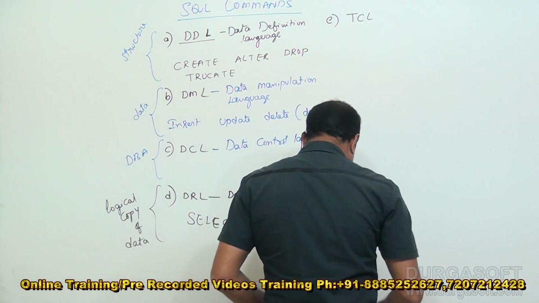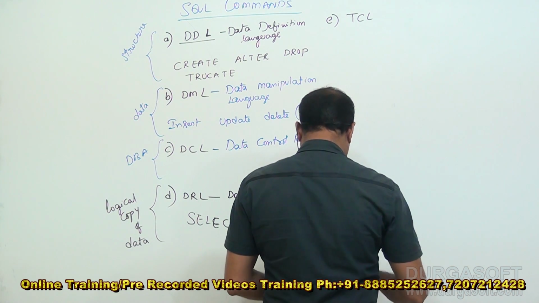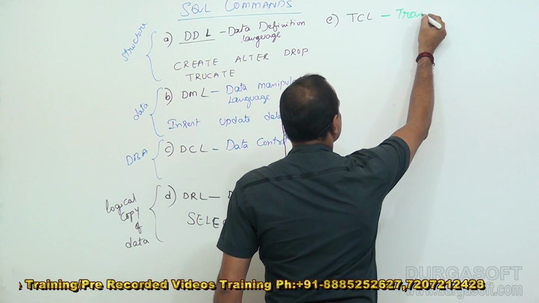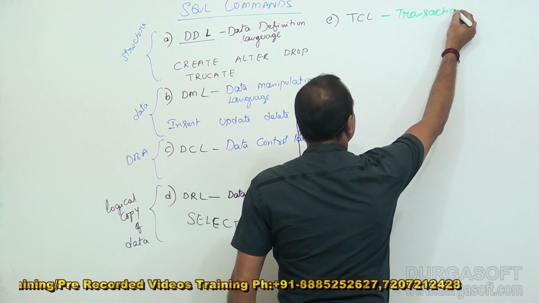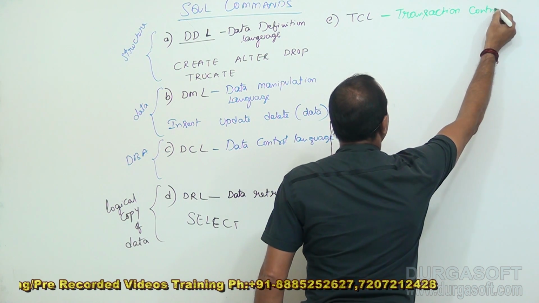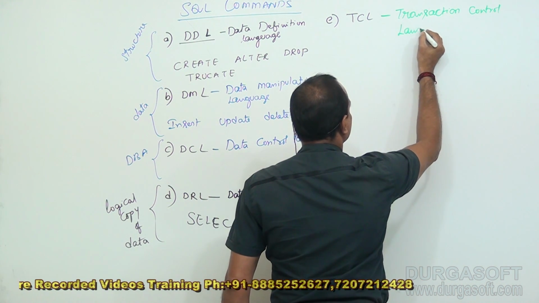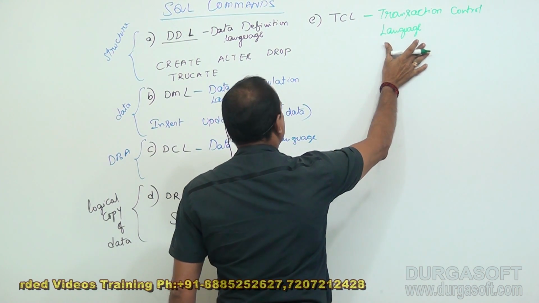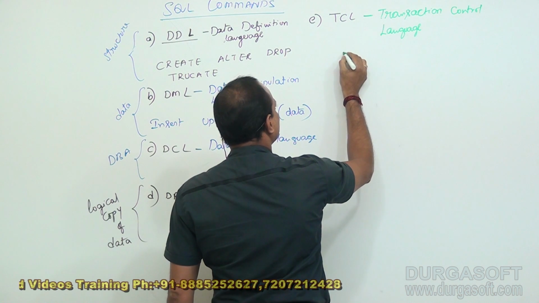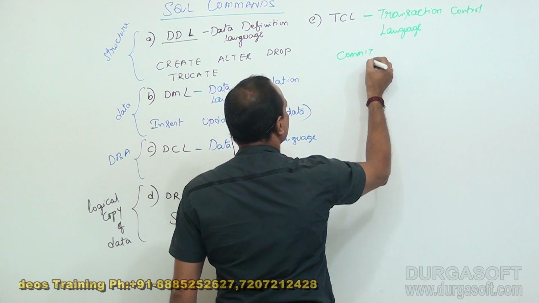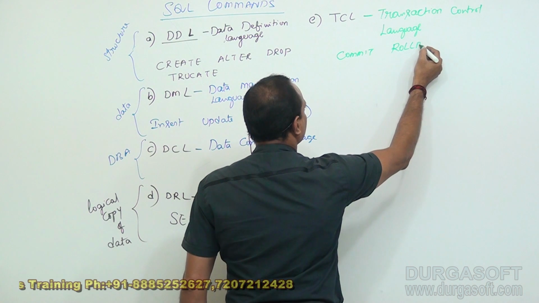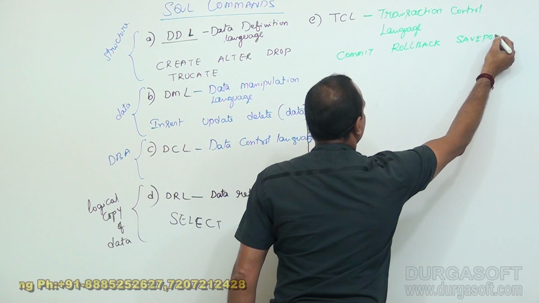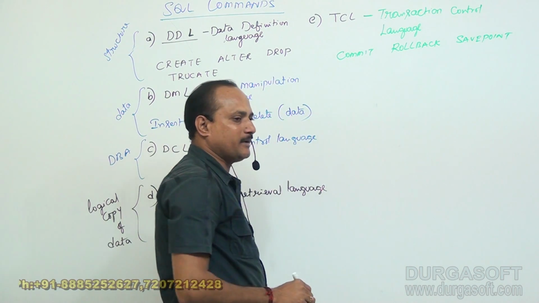Next, TCL commands. TCL stands for transaction control language. These are related to transactions. What are the commands? 3 commands: commit, rollback, save point.